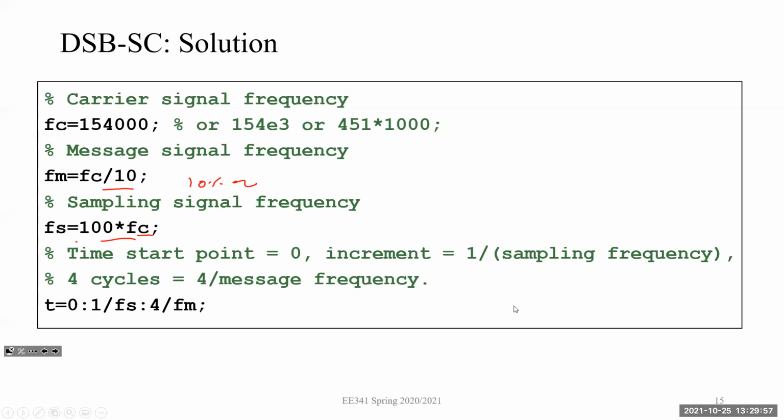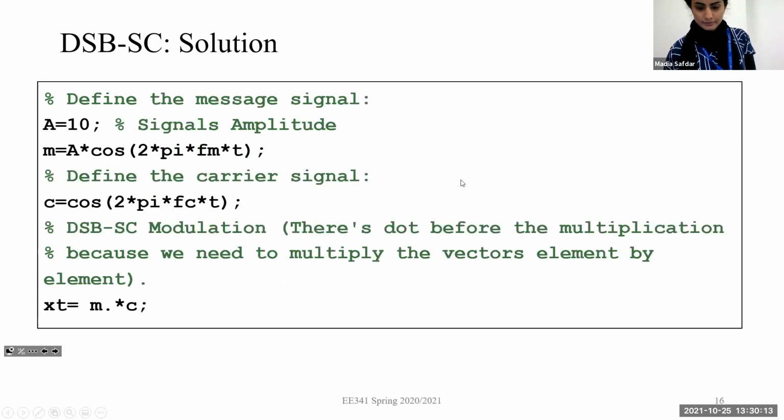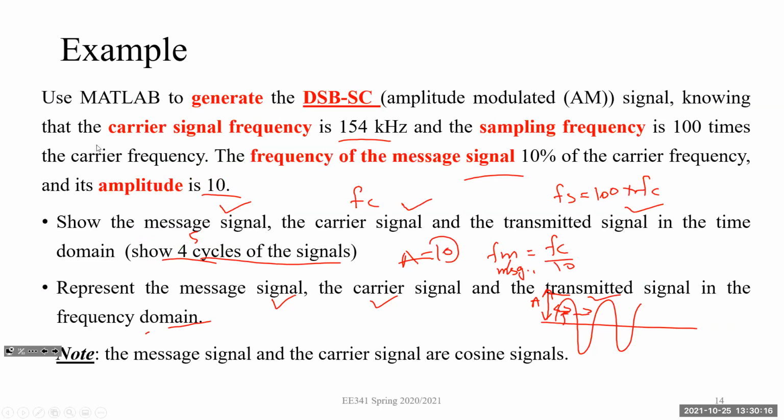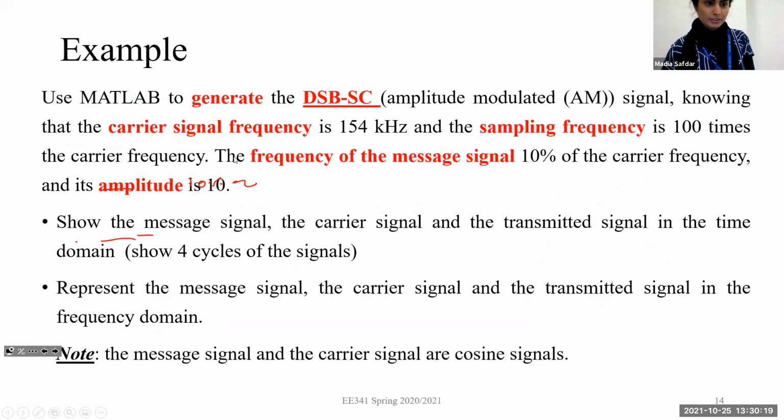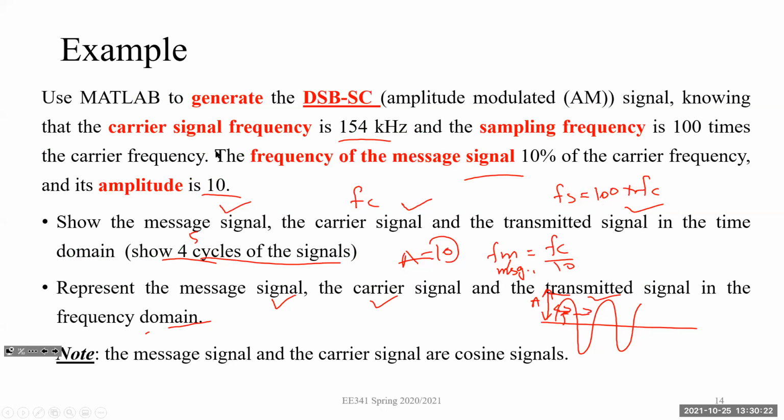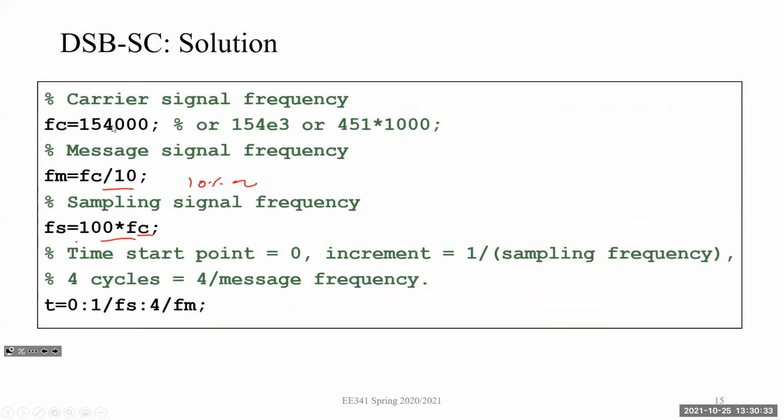And FC from where? From the question also? Sorry, FC from the question? The first line, FC. Carrier frequency, yes. FC means carrier frequency. M is message, C is carrier. So this is given here. This carrier frequency signal is 154 kilohertz. We multiply by 1000. K means 1000. So you see here 154,000. Okay.